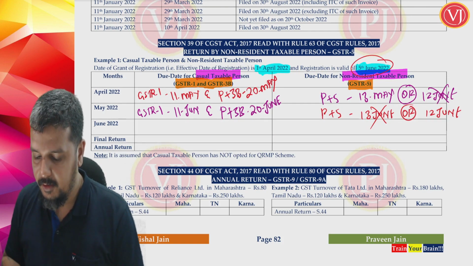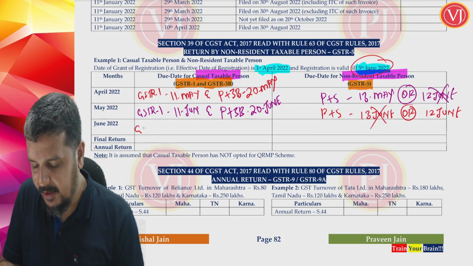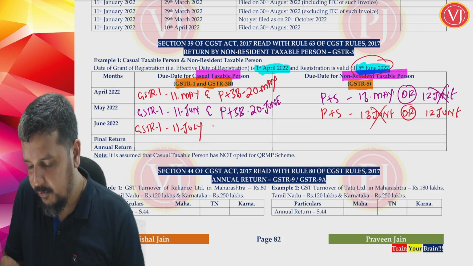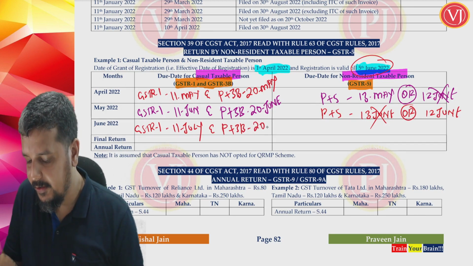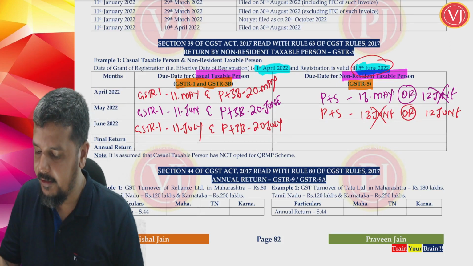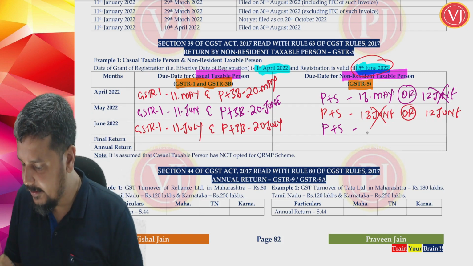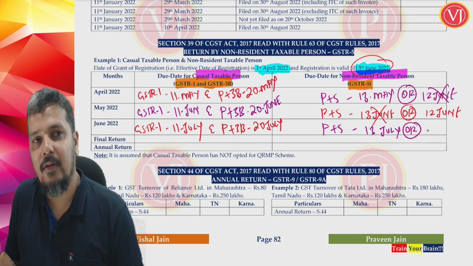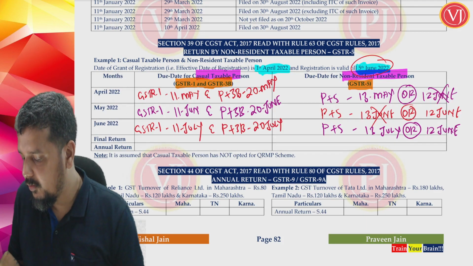Now we are talking about June month, because in June there are 5 days where they are doing transactions. GSTR 1 for CTP, 11th of July. Payment and GSTR 3B, it would be 20th of July. Whereas for NRTP, they will have payment and GSTR 5 on 13th of July or 7 days from the last date of registration, which is 12th June, which is earlier.